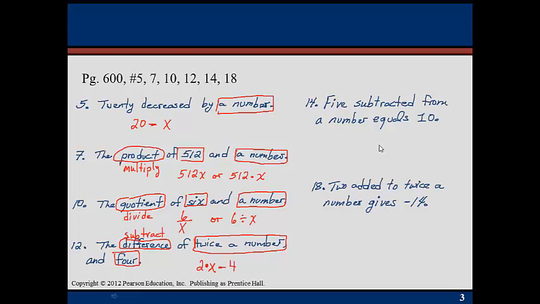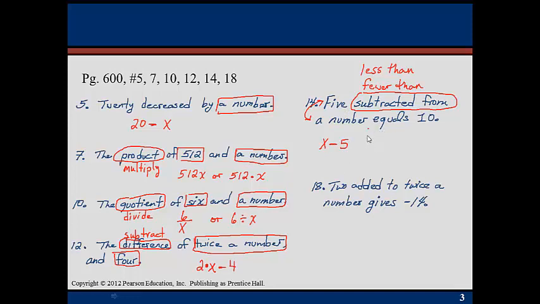Then in number 14, it says 5 subtracted from a number equals 10. This time, because we have the phrase subtracted from, we actually have to reverse the order. So phrases such as less than, fewer than, and subtracted from, you actually reverse the order. So the 5 is going to switch with a number. So a number is going to come first, which means it's going to be x. And then subtracted from means minus 5.